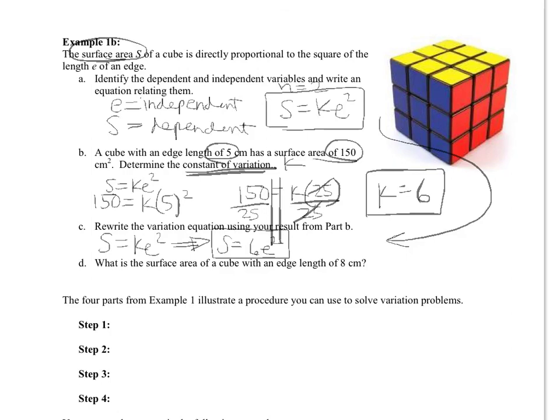Now, what is the surface area of a cube with an edge length of 8 centimeters? So we have S equals 6E squared. We're trying to find that surface area S, but this time we have the edge length of 8, and we have to square it. So we're going to plug 8 in for E and square it. So S equals 6 times 8 squared is 64, because you have to do the exponents first. 64 times 6 is 384 squared centimeters. That is the surface area of a cube with an edge length of 8 centimeters.